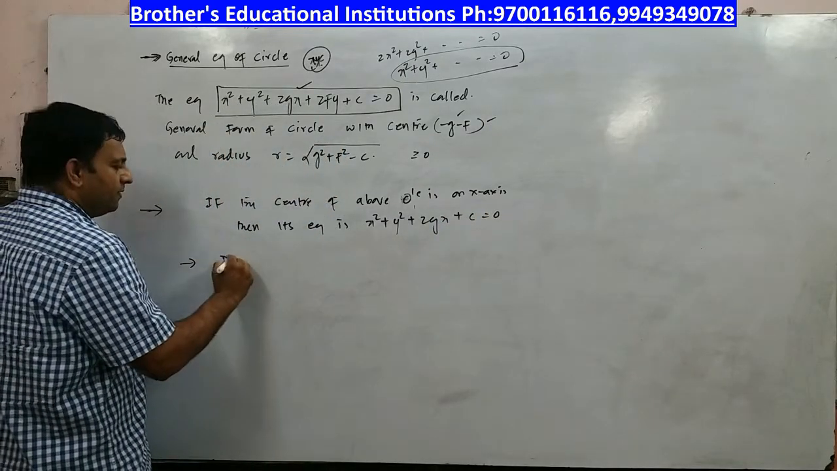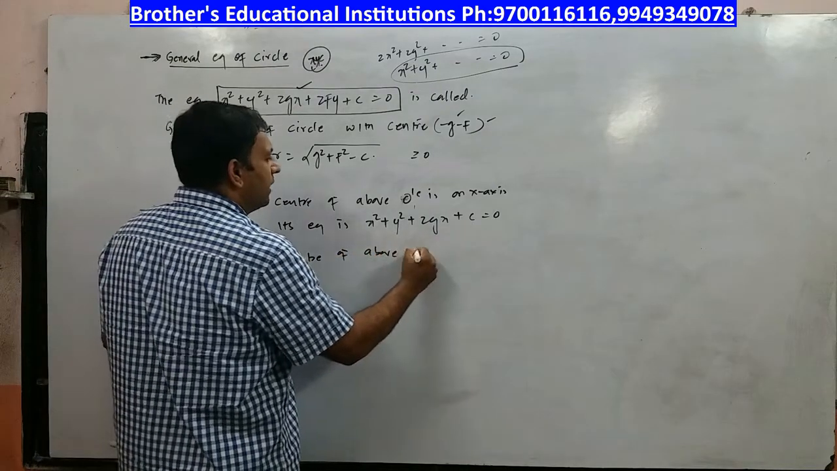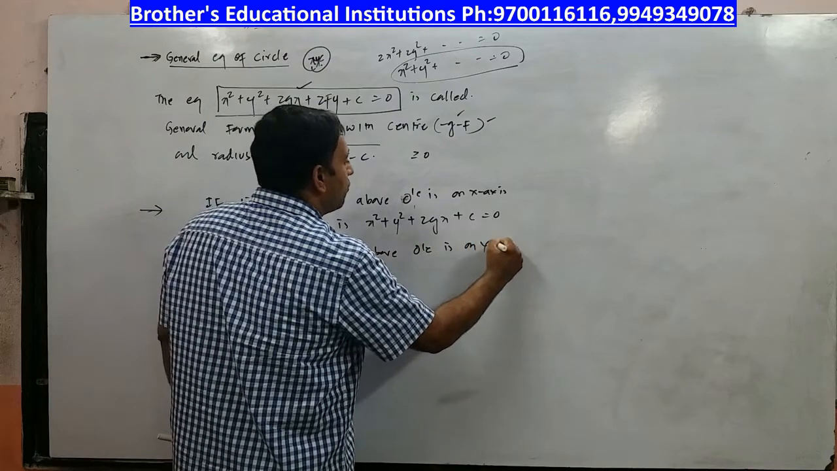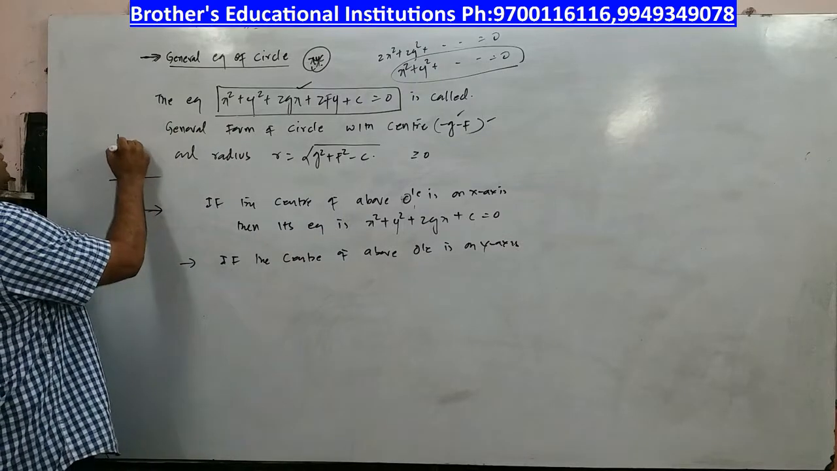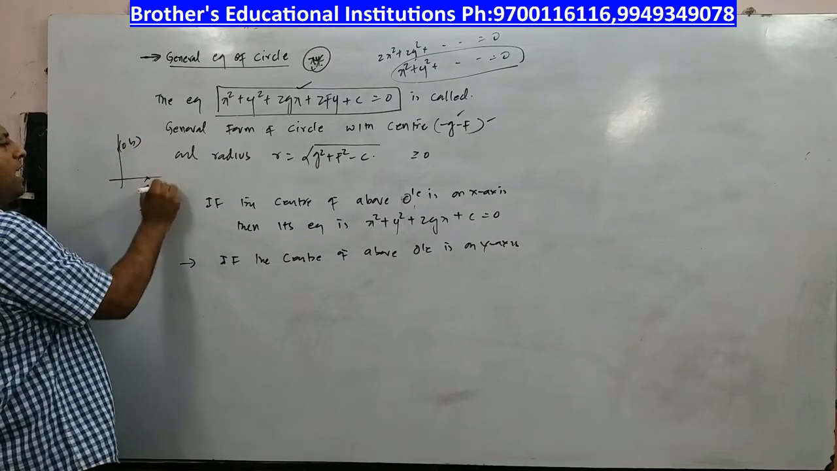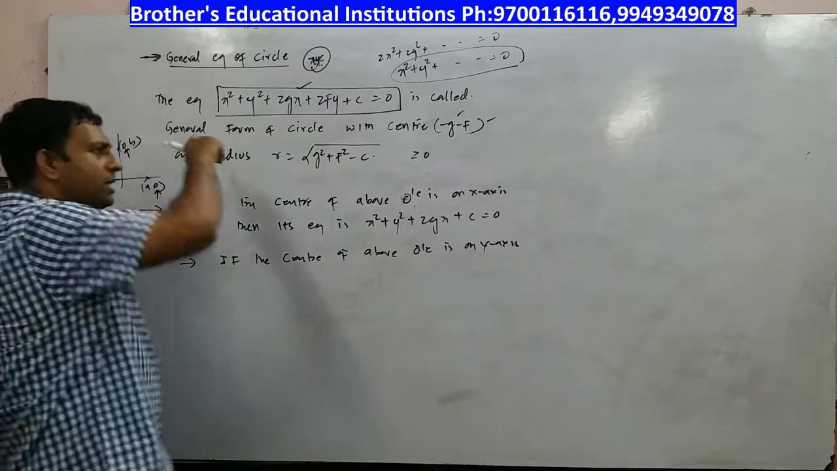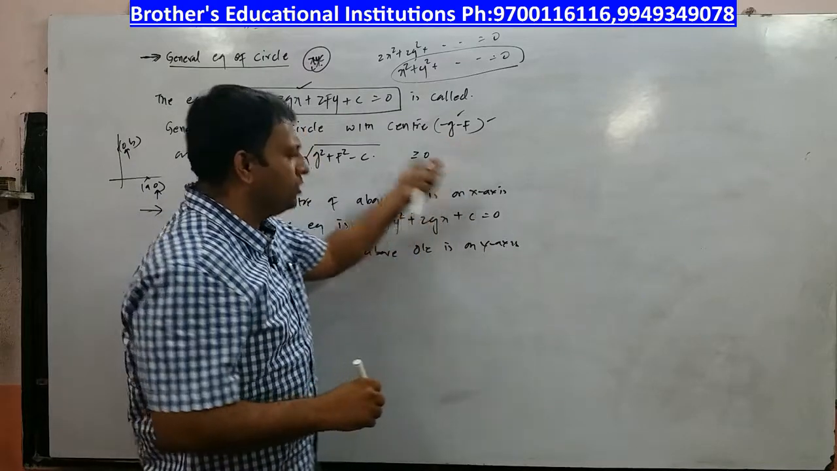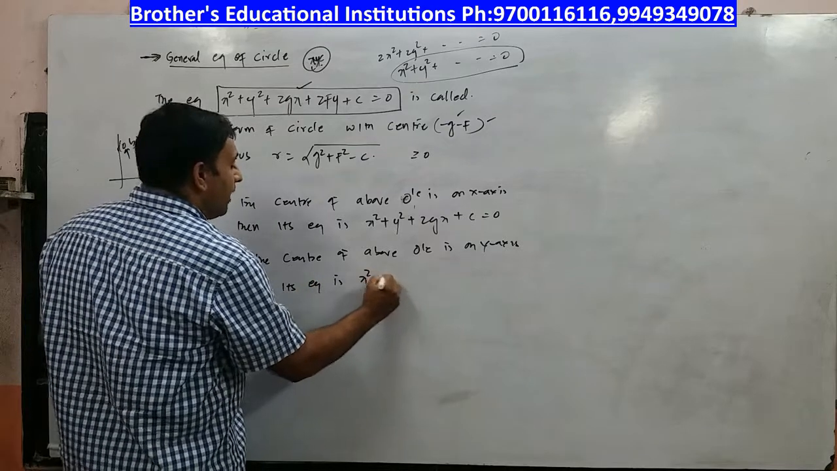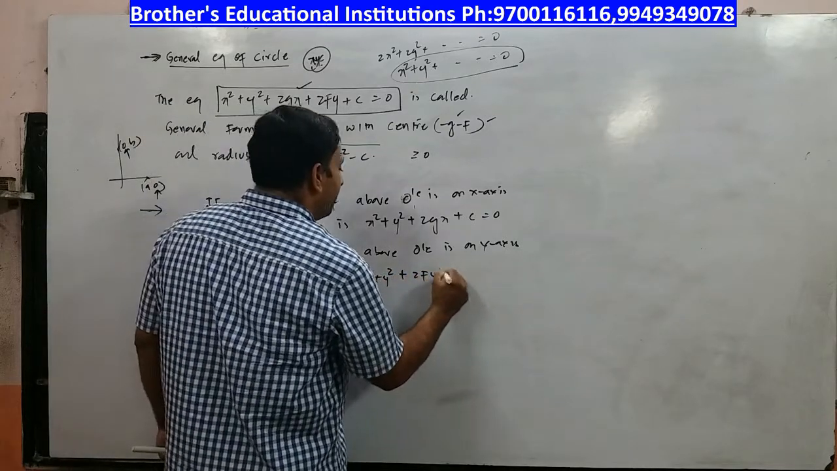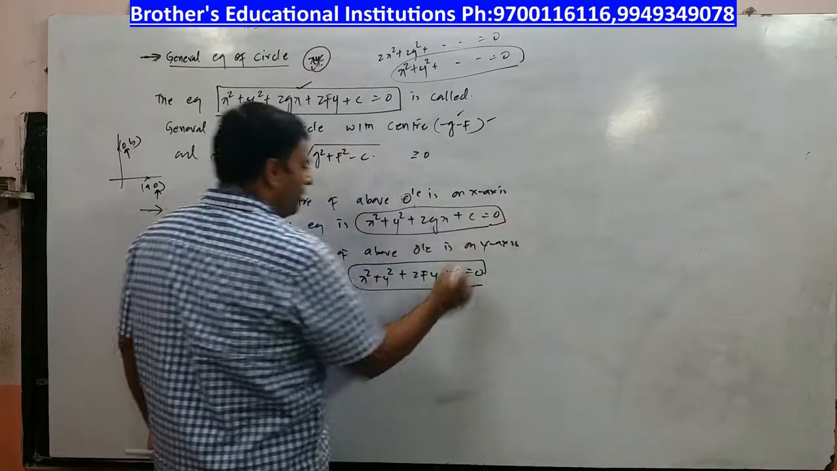If the center of the above circle is on y-axis, any point on y-axis is of the form 0 comma b. Any point on x-axis is a comma 0. Here y coordinate was 0. If it is on y-axis, x coordinate is 0. So the center is on y-axis, means x coordinate becomes 0, means g is equal to 0. I will say then its equation is x square plus y square plus 2fy plus c is equal to 0. Right? Not to be forgotten, important points.